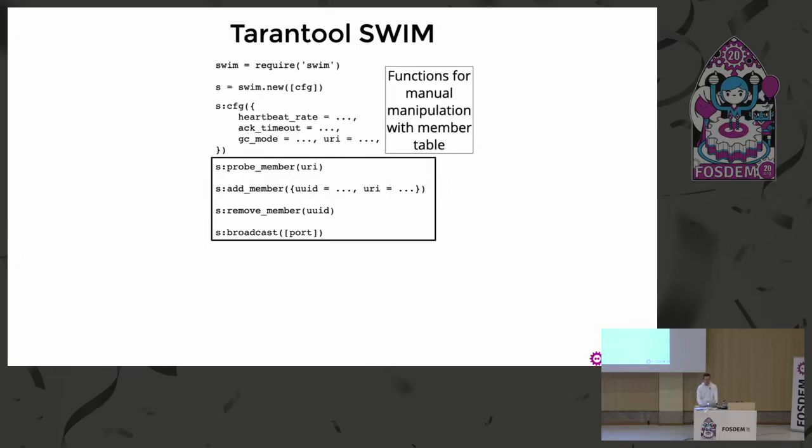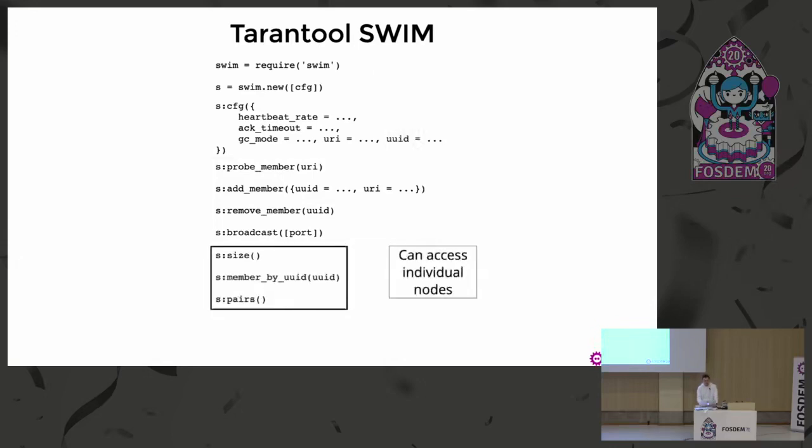Why would you need probe member if you have add member? The problem is that you don't know UUIDs in advance sometimes. For example, they could be generated after nodes are started. So when you don't know UUIDs, but you know IP port, you can send ping message. Ping message in SWIM carries UUID of the sender, and ACK message also carries UUID of the sender. So with probe member, you can make 2 nodes exchange their UUIDs, and they will learn about each other, and then they will ping each other automatically.